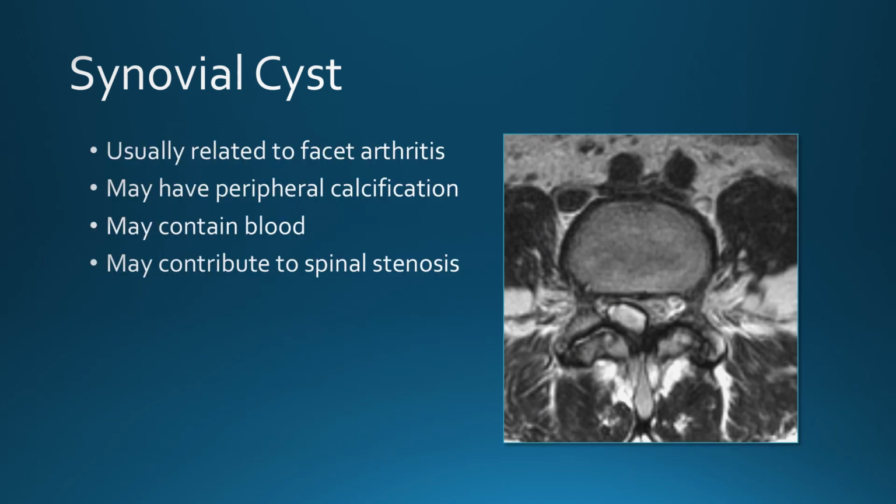So synovial cysts are usually related to facet osteoarthritis. You may see peripheral calcification in them. They can contain blood, and they can contribute to spinal stenosis.